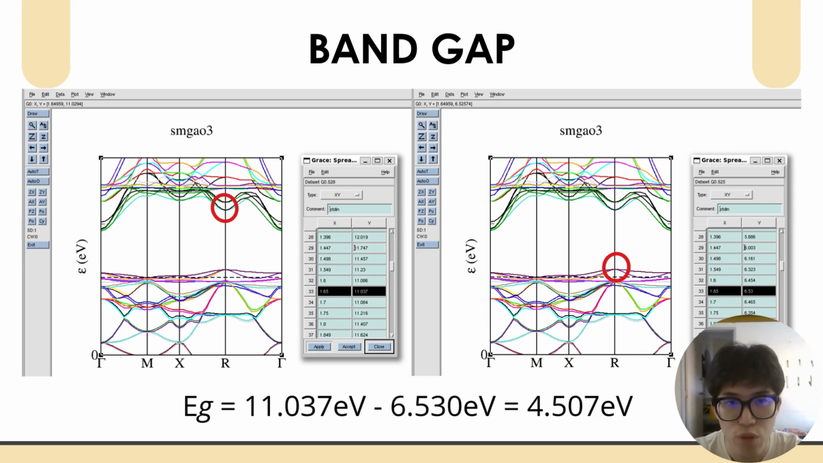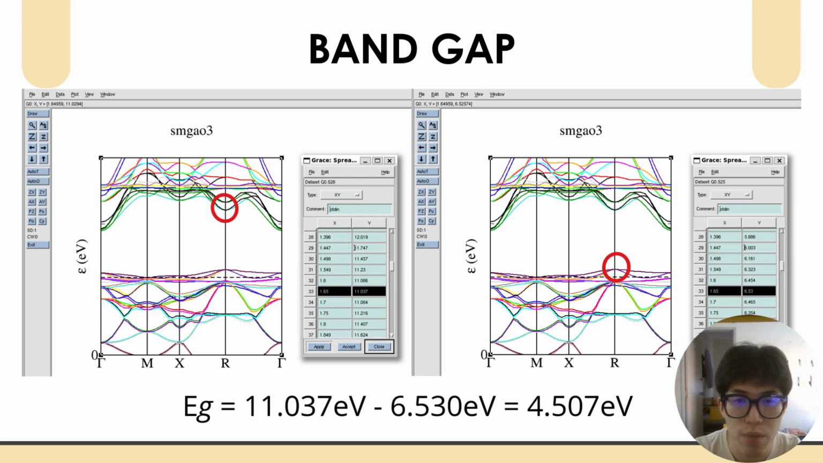To measure the gap precisely, I use the plot's XY data. I double-click the curve to read the exact energy coordinates of the band extreme rather than just eyeballing the curve. Across the entire k-path, I identified the highest occupied state, the valence band maximum, and the lowest unoccupied state, the conduction band minimum. The values I measured from the plot are VBM equal to 6.53 eV and CBM equal to 11.037 eV. The band gap difference is equal to 4.507 eV.